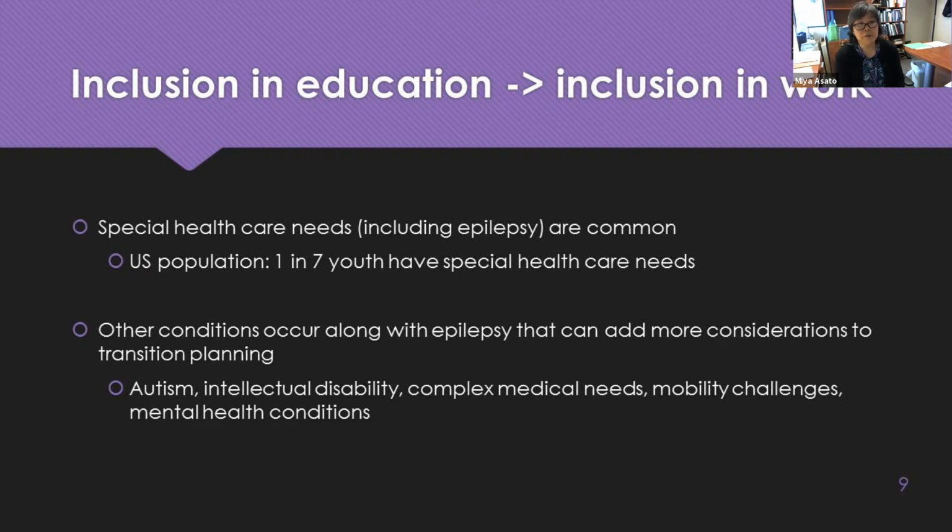There are lots of youth who make it to transition age from the educational system into adult life. So across the United States population, 1 in 7 people have special health care needs. Now, other conditions can occur with epilepsy that can add complexity and other considerations to transition planning. And some of those things might include autism, intellectual disability, complex healthcare needs, mobility challenges, as well as mental health conditions. All those things can be incorporated into your student's IEP and multidisciplinary team meetings at school, as well as in the healthcare settings. So it's important to begin this conversation early, even before high school, to make a good start.